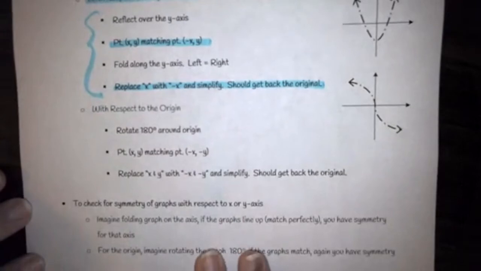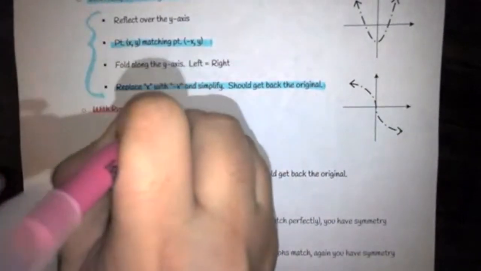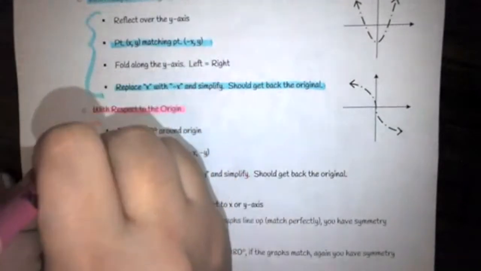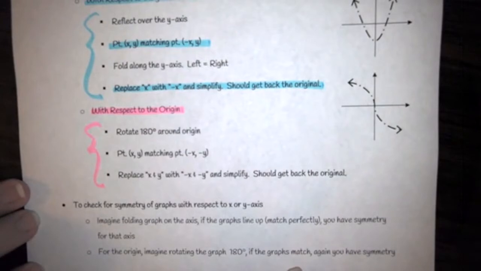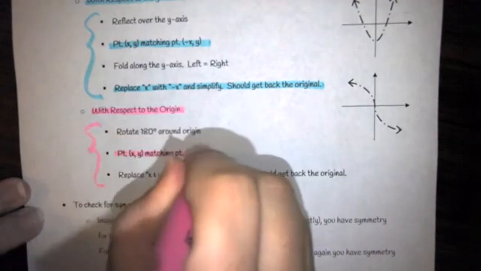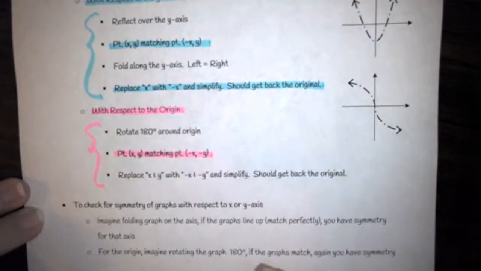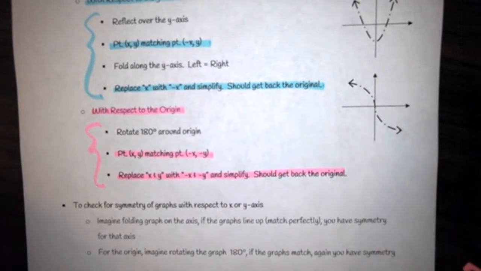Now the last one that we have is with respect to the origin. So that's going to be these ideas. With respect to the origin is a rotation. It means you're going to spin it around 180 degrees and see what happens. Your straight point for point says that you should have the exact opposite of both the x and y when you evaluate. It means you're going to replace both x and y with their negatives and resimplify. If you get the original back, then you have origin symmetry.